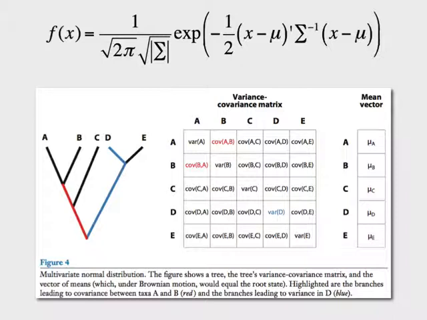Sorry, so this edge has length T_AB. This edge has length T_ABC. This edge has rate R_AB. This edge has rate R_ABC. So the covariance is rate times time: rate here times this time, plus rate here times this time. That's my covariance.